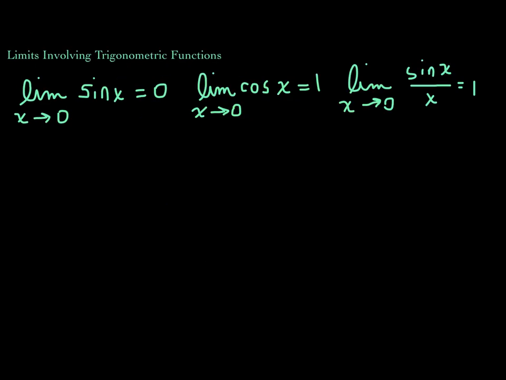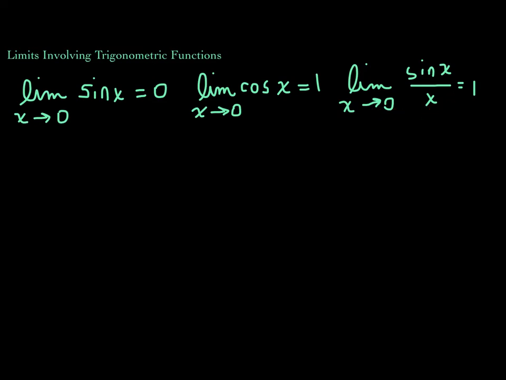All right, let's wrap up this lesson by looking at some of these rules here. These are limits involving trigonometric functions. Now, these limits can be proven or obtained by using a geometric argument or by concepts covered in calculus. But you can use some geometric arguments to derive the following rules. The limit of sine of x as x approaches 0 is 0. The limit of cosine of x as x approaches 0 is 1. And the limit of sine of x divided by x as x approaches 0 is 1.